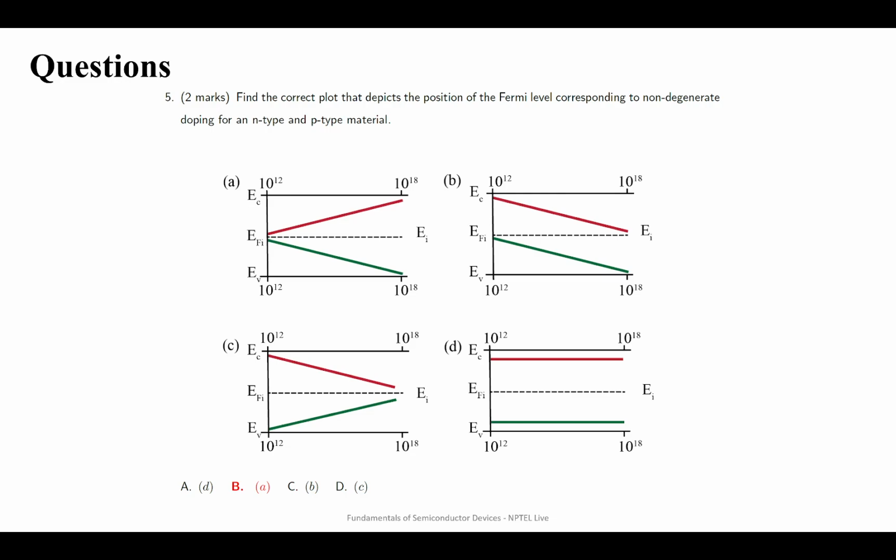So the answer to this is A. As you increase the doping, your Fermi level goes closer to your conduction band or valence band. For n-type, it goes closer to the conduction band. For p-type, it goes closer to the valence band. Hence, this is the correct plot.